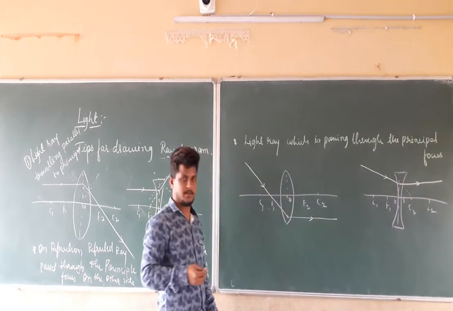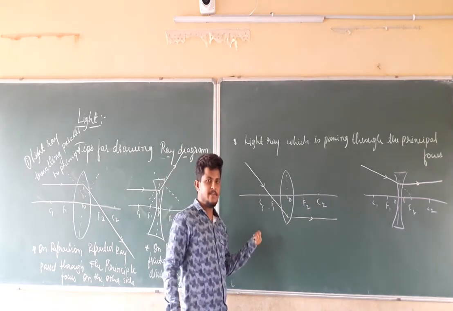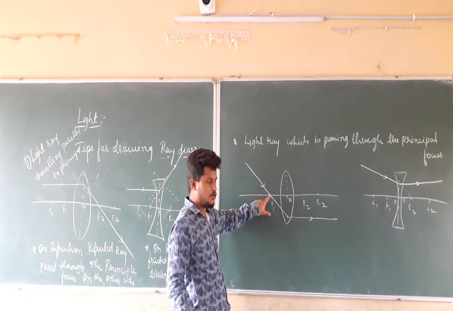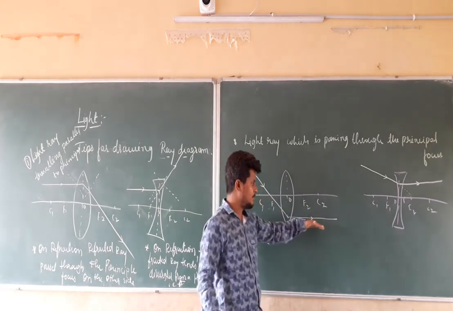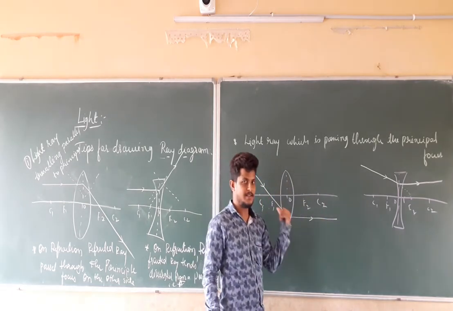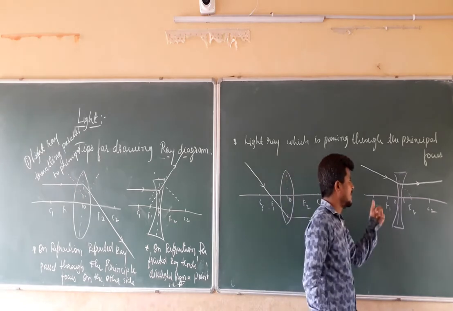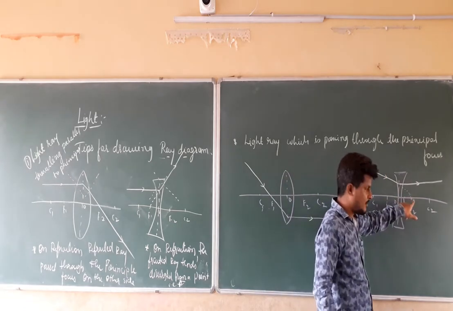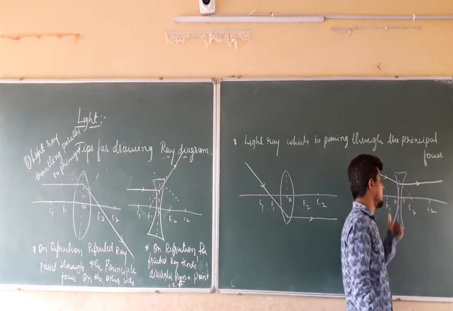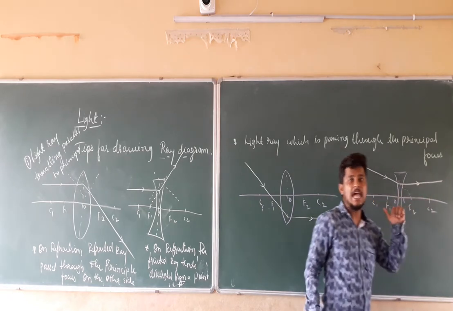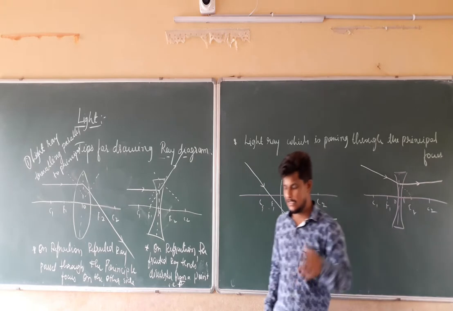In both the cases, in case of convex lens, the light ray passing through the principal focus, on the refraction, is going to travel parallel to the principal axis. In case of concave lens, the light ray directed towards the principal focus on the other side, on the refraction, is going to travel parallel to the principal axis. This is the second case.